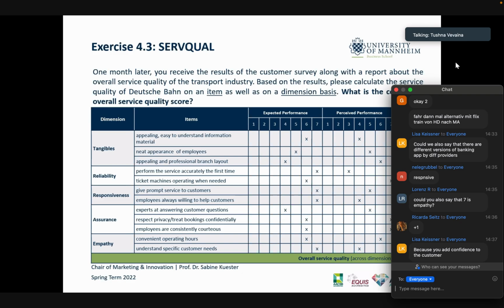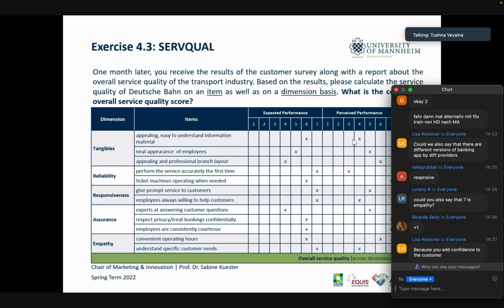Now, as you can see in this table, we have the 5 dimensions, and then we have different items which we discussed in the previous slide under each of these, and we've segmented them into 5 groups. And what we're going to do is find the difference between the expected performance and the perceived performance. So it's perceived performance minus expected performance, and you find the gap for each parameter.